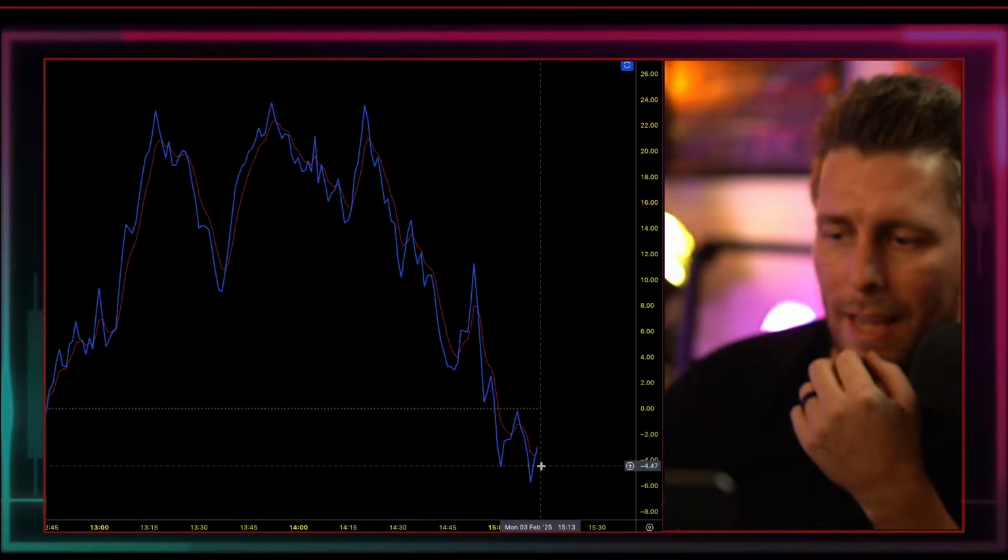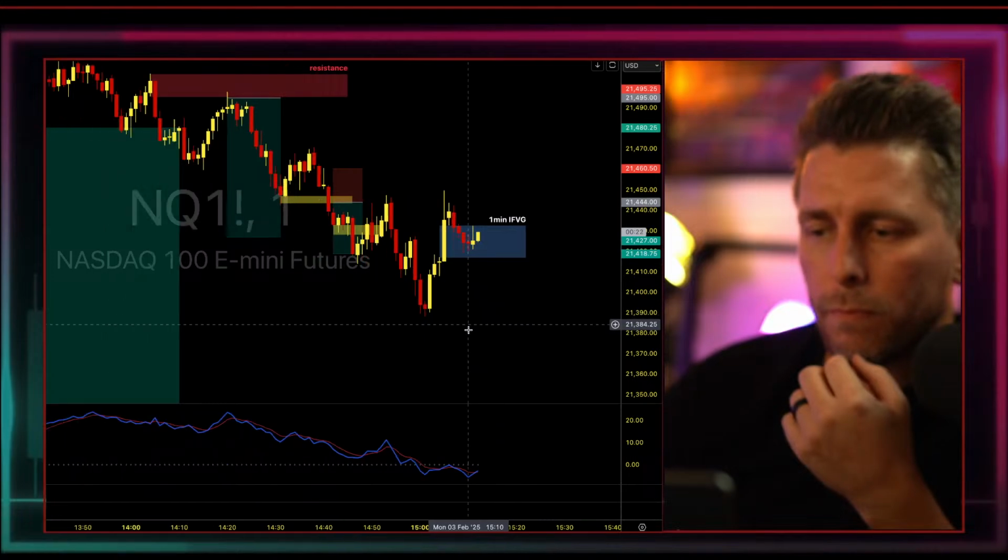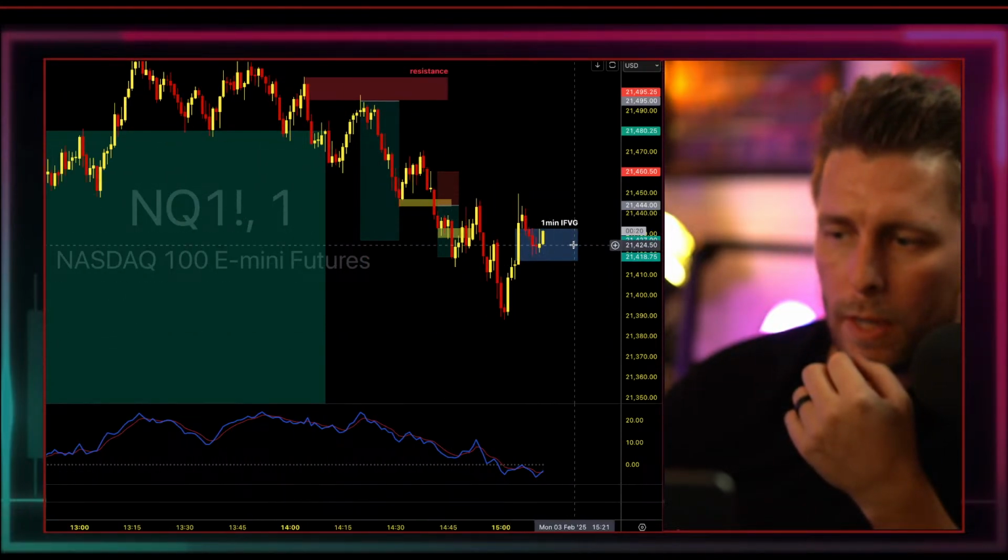So this is just negating that trade idea right there. So we'll just take this off. And that just negates the trade idea. We're most likely going to go up a little bit.